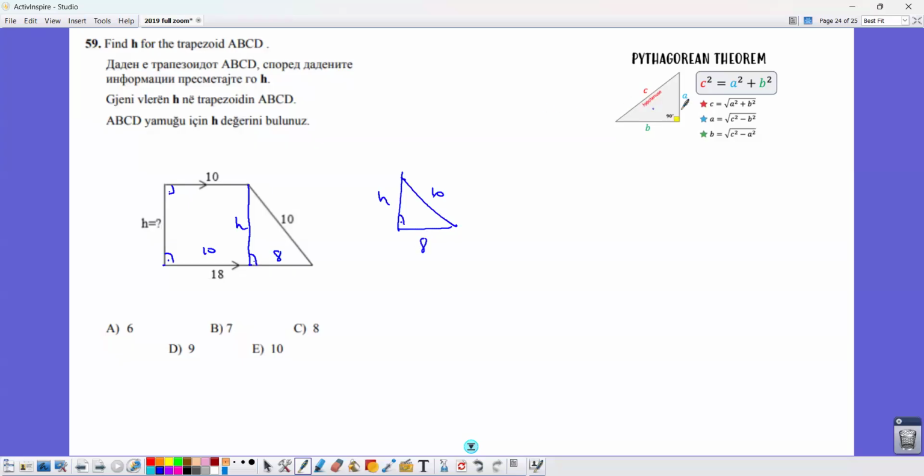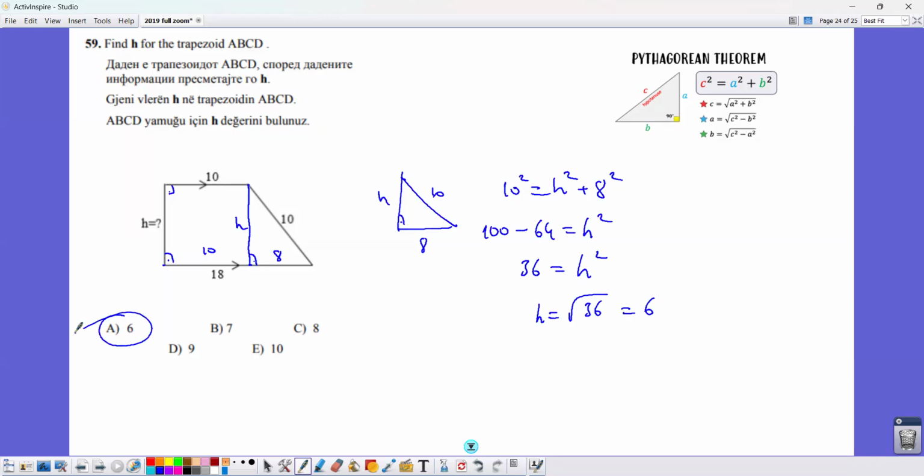So I can use the Pythagorean theorem again. From the Pythagorean theorem, we know that the hypotenuse squared is equal to the sum of the squares of the others. Because we are looking for h, I will take 8 to the other side. So 10 squared is 100 minus 8 squared is 64 is equal to h squared. So 100 minus 64 is 36 is equal to h squared. So h is equal to the square root of 36, which is 6. So h is equal to 6.